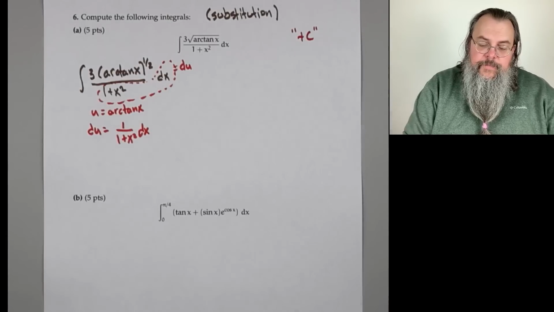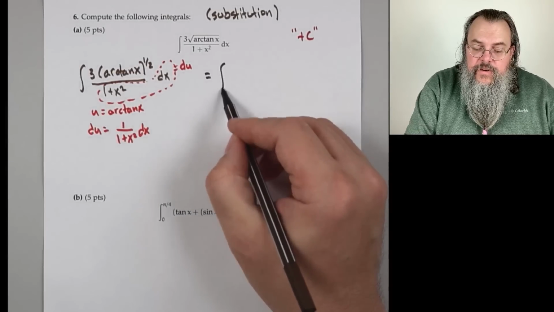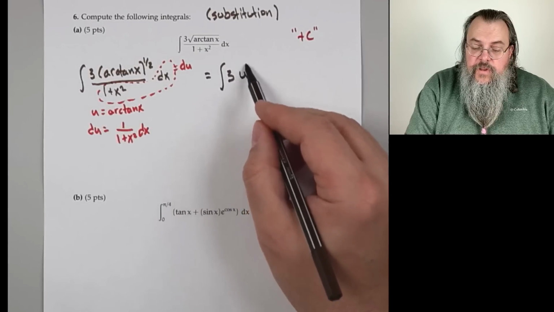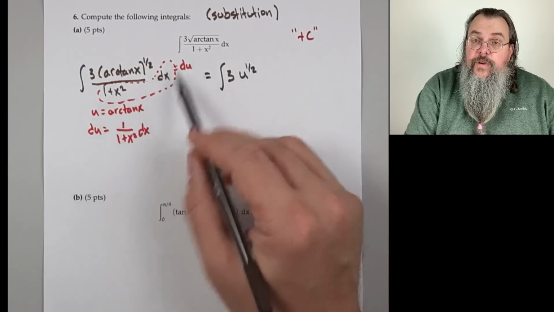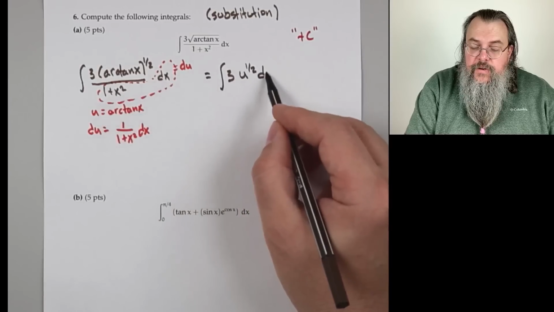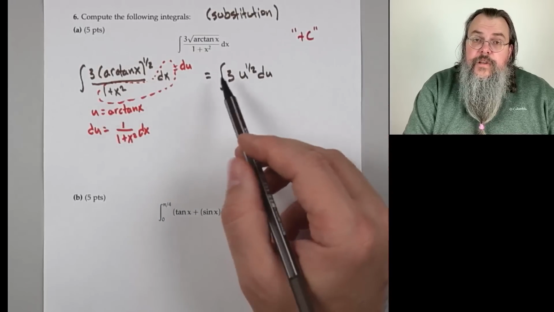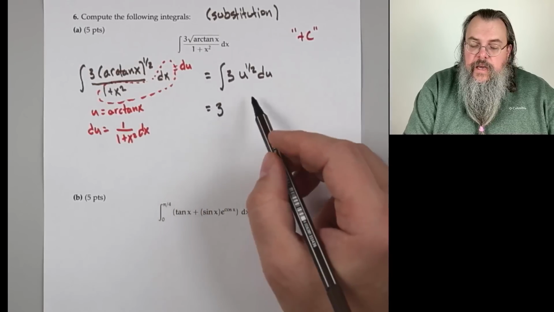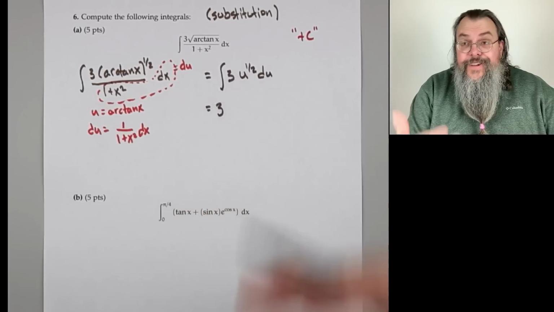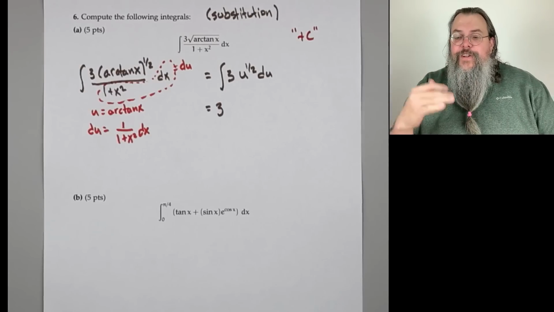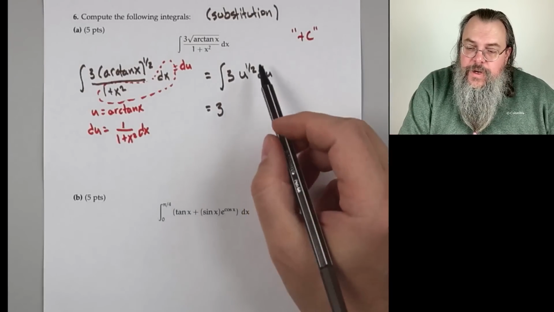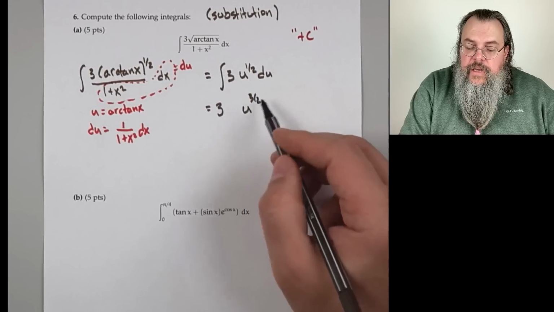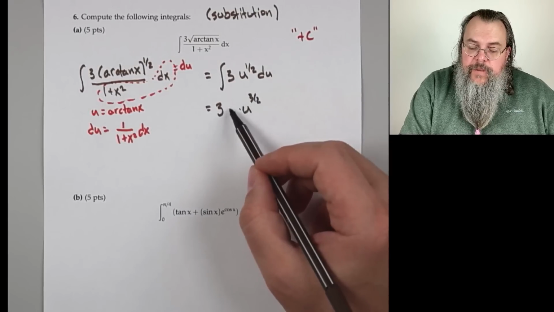So this part becomes our du. Okay, so what do we have? Well, this becomes the integral. We have the 3. Arctangent of x to the 1/2 becomes u to the 1/2. And then the rest of the pieces becomes du. And now life is good. The 3 is a constant, so it can come out. So we have 3. And because we have it as u to the 1/2, that's our calculus friendly in that it really fits into the rules. So what do we do? Well, we add 1 to the exponent. That becomes 3/2.